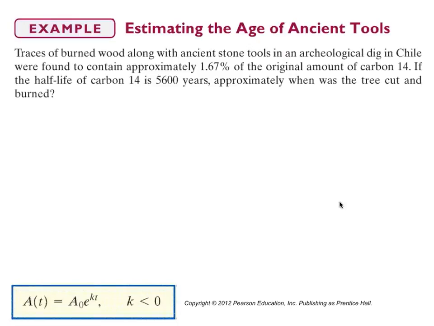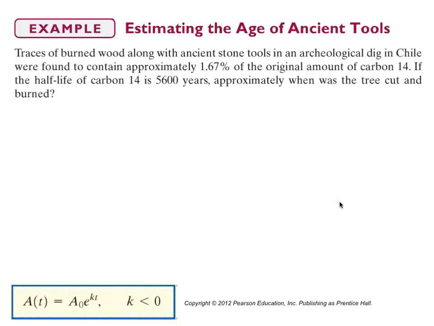So let's take a look here. Let's say we have traces of burned wood along with ancient stone tools found in an archaeological dig in Chile, and they were found to contain approximately 1.67% of the original amount of carbon-14. And we know that the half-life of carbon-14 is about 5,600 years.